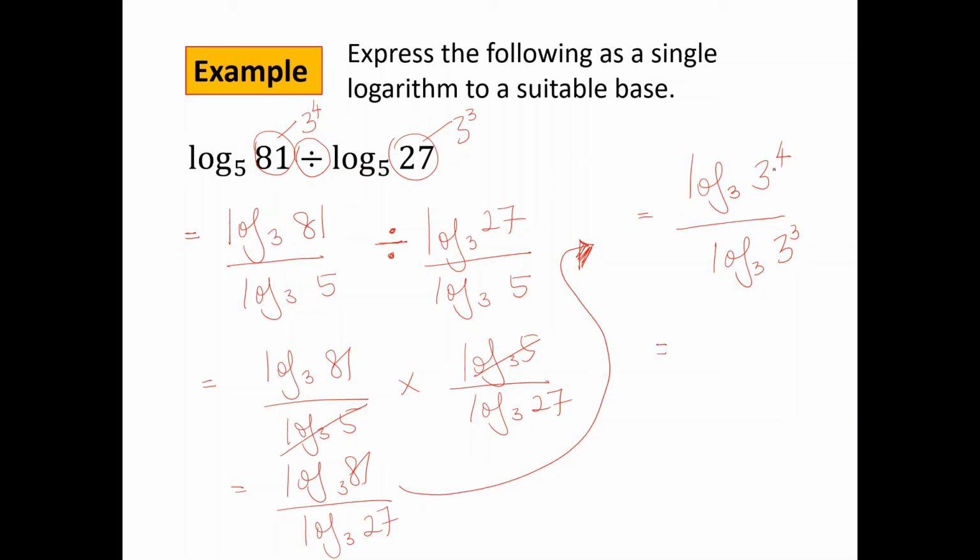Okay, now we apply law number 3, law of logarithm number 3. So bring 4 to the front, and we can bring 3 to the front. So we can have 4 log 3 base 3 over 3 log 3 base 3. By applying properties of logarithm, log 3 base 3 is equal to 1. So 4 times 1 is equal to 4, 3 times 1 equal to 3. So the final answer will be 4 over 3.